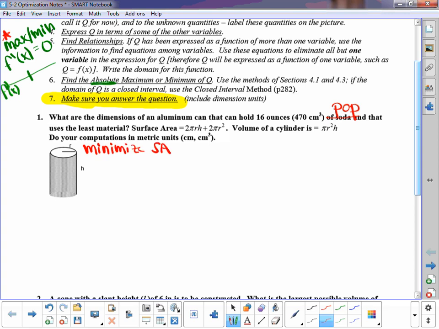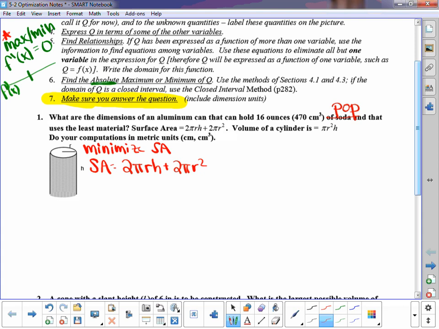Which means surface area is the main equation we're going to be working with. That's the equation we're going to be taking the derivative of and setting equal to 0. So we want to minimize our surface area. All right, so let's write out what our surface area equation is. They gave it to us: 2 pi r h plus 2 pi r squared. And this aluminum can does have both a bottom and a top, so we don't have to subtract anything out of it.